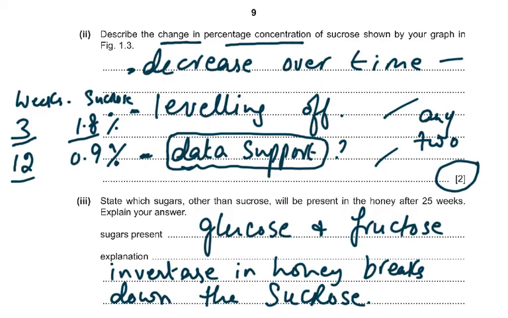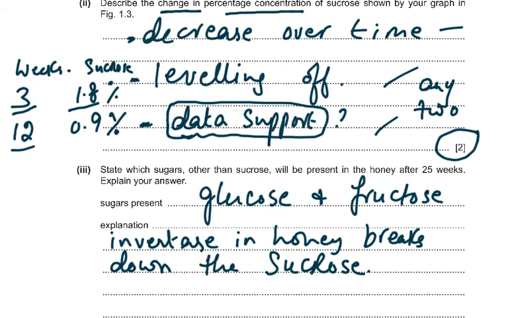And the last part of course was about stating which sugars other than sucrose will be present in the honey after 25 weeks, and explaining your answer. Naturally, the sucrose will be broken down, resulting in glucose and fructose. And the explanation was that there's invertase in the honey which breaks down the sucrose. So this of course finishes your question 1 of the June 2020 paper 3.1.